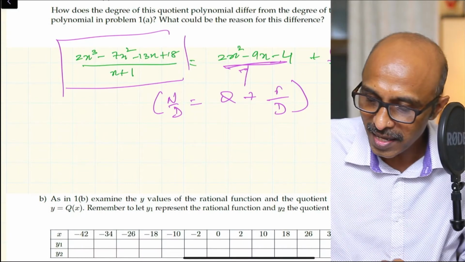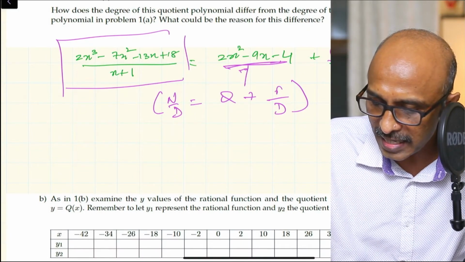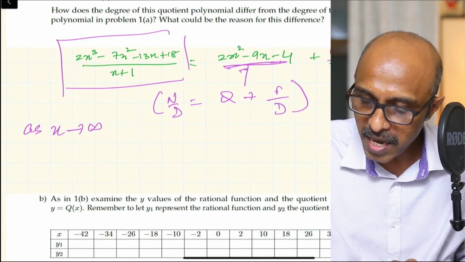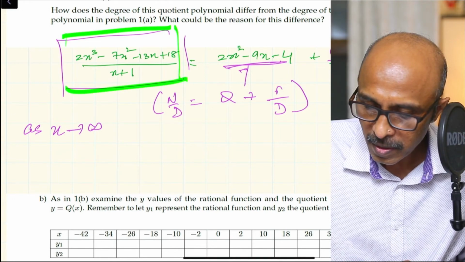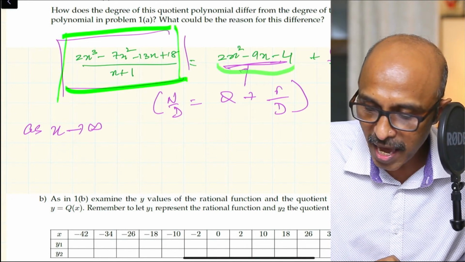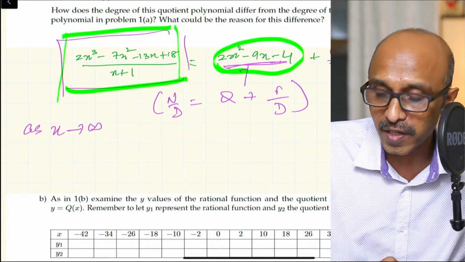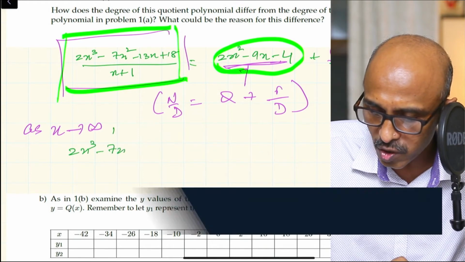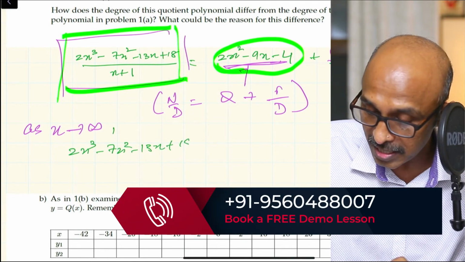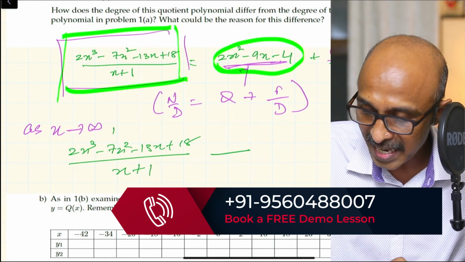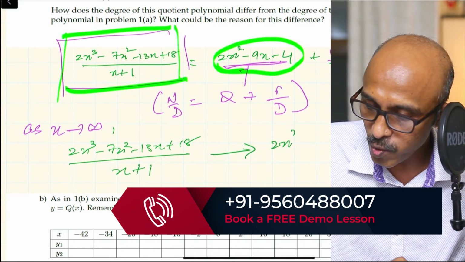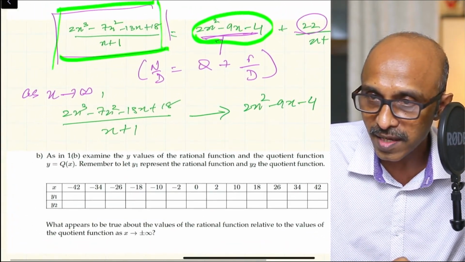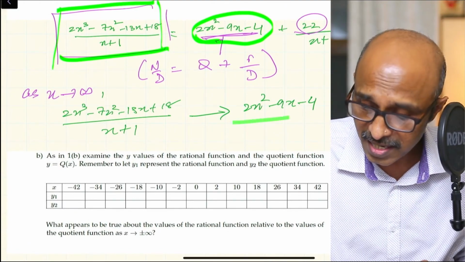Now, what does that mean? That means that as x approaches large values, remember we're talking about large values, the behavior of this rational function is the same as the behavior of this quadratic function. That as x approaches large values, 2x cubed minus 7x squared minus 13x plus 18, I hope I got all that right, tends to 2x squared minus 9x minus 4. There we go. I hope we can bring all of this onto our screen there. There you go. Okay. So this is remarkable.